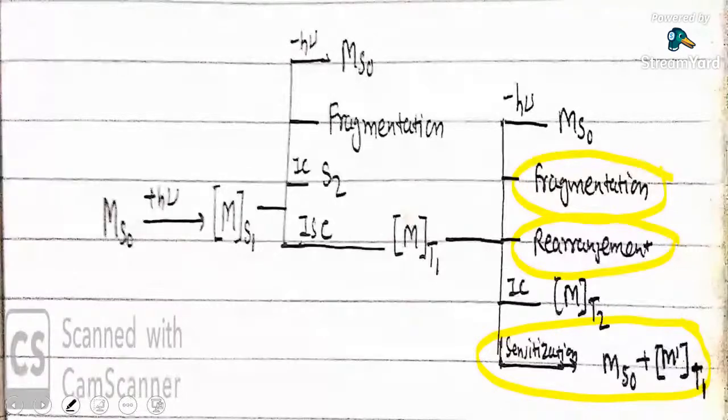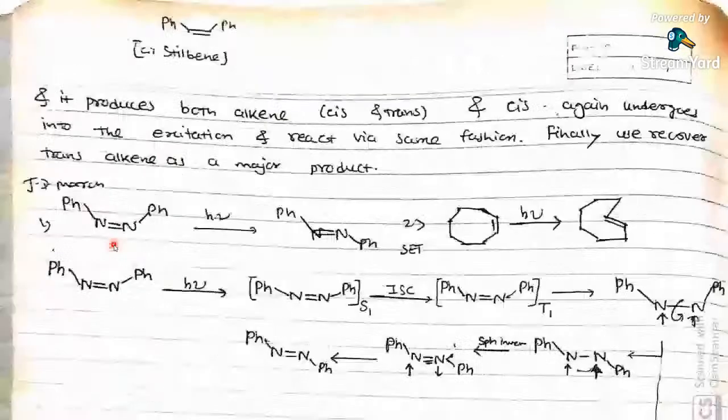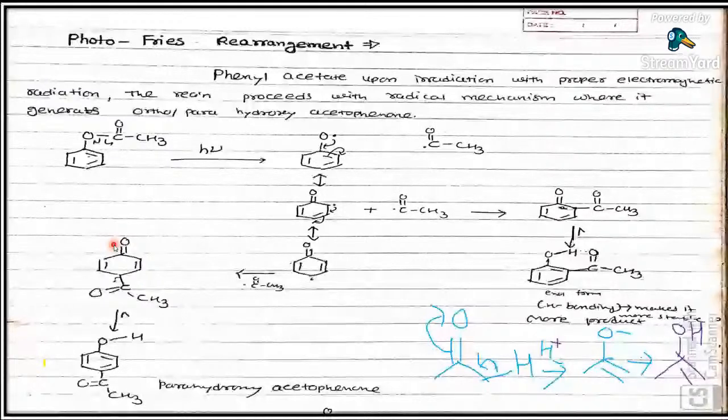So first was cis-trans isomerism. Just remember the reaction. The cis reactant is converted to the trans product. So the first one is cis-trans isomerism. Second, photo-Fries rearrangement, that is phenyl acetate giving you ortho-hydroxyacetophenone or para-hydroxyacetophenone, but out of which ortho-hydroxy will be the major product because of hydrogen bonding interaction.